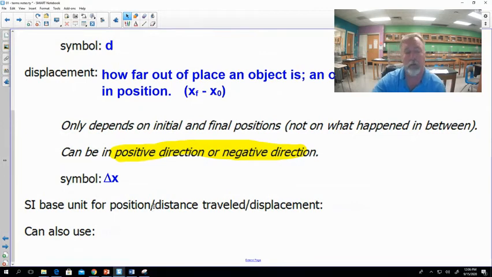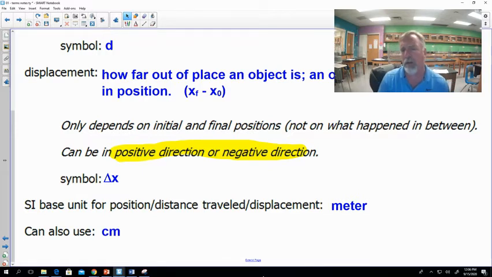Two more thoughts on this slide before we go into some examples of using this information. The SI, or metric, unit for position, distance traveled, or displacement is meters. We're going to use meters for the most part in physics class. We could also use centimeters, and we could even use kilometers for that matter.